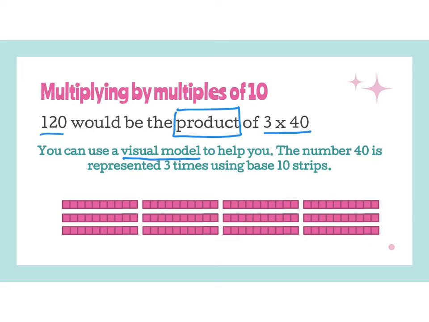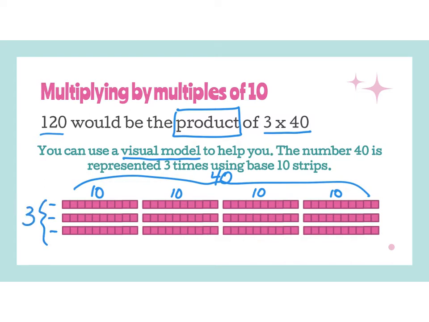We're representing the number 40 3 times using base 10 strips. So here's my first base 10 strip, and it's 10 pieces. Here's another 10, a third 10, and a fourth 10. So all together, this equals 40. And then we have 1 row, 2 rows, 3 rows. So this would be 3. We can look at it like 3 times 40, which is 120.